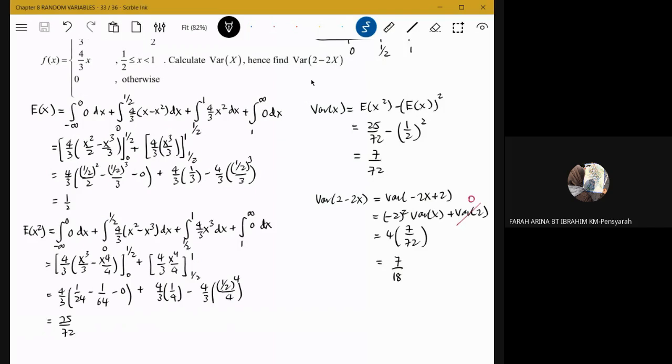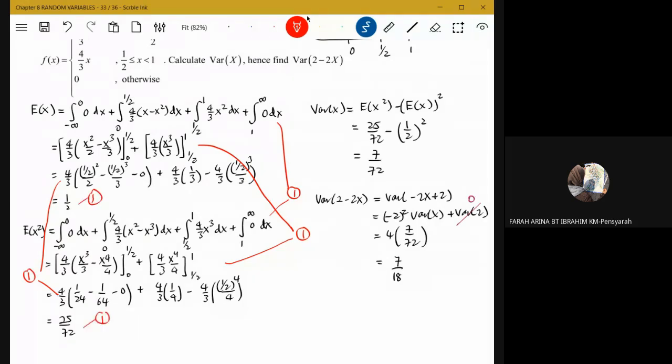Okay, usually dalam exam, bahagian the first line untuk EX dan juga EX square akan dapat 1 markah. And then the second line, which is hasil integrate, 1 markah. Substitute nilai untuk EX dan juga EX square 1 markah. Final answer EX 1 markah. Final answer untuk EX square 1 markah. So we're gonna have 5 marks for these two finding for EX dan juga EX square.